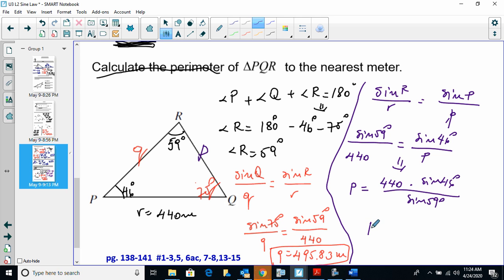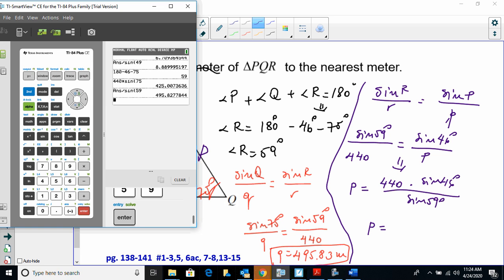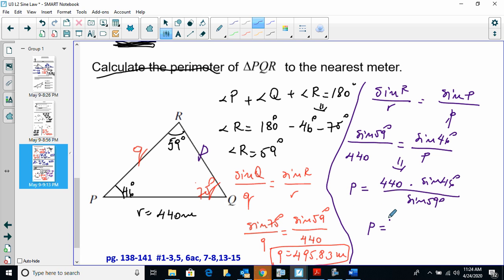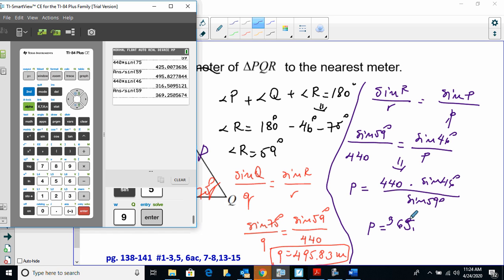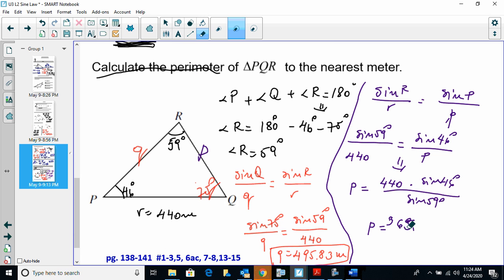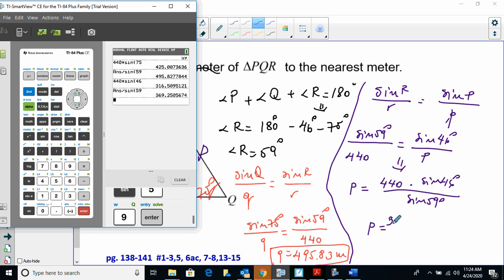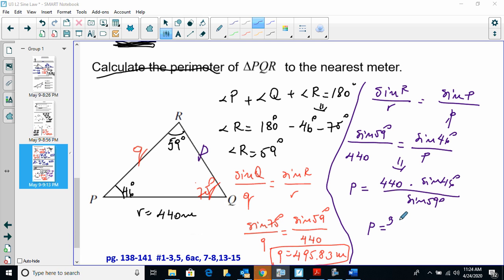So p will be, using the calculator, making sure that the mode of the calculator is on degrees, 440 times sine 46 divided by sine 59, which is 369.25 meters.